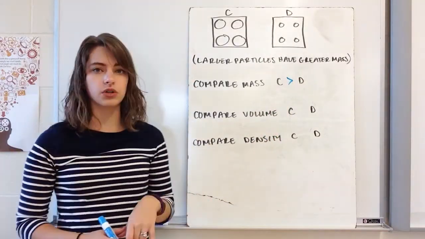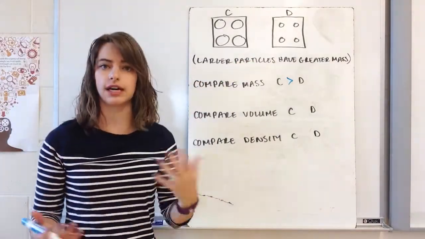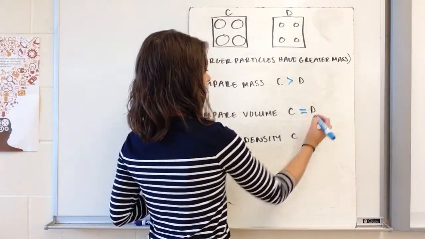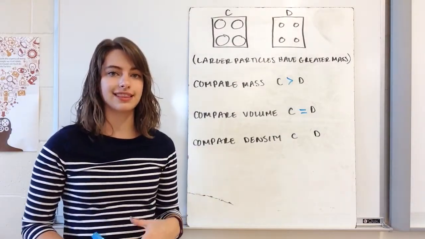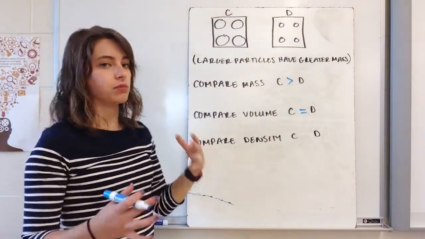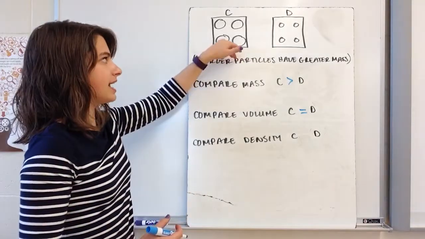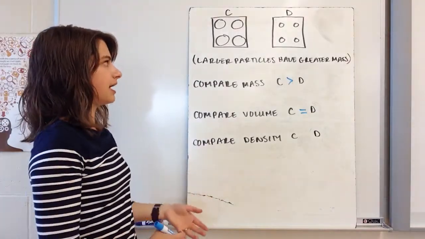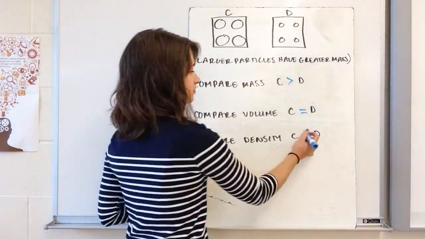Again, if we're looking at volume, we're looking at the size of the object, so they look to be about the same size without getting a ruler out, and we're not going to. They look to be about the same size, so we're going to say that they have equal volume. Likewise, when we're looking at the density, we're still looking at the compactness, but in this case, the bigger particles take up more space. So even though there aren't more particles, there's an equal number, we have one object that just has bigger particles. The bigger particles take up more space, making C more compacted, which means C has the greater density.